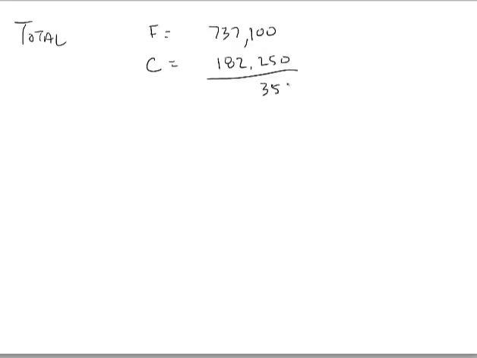Okay, so if I summarize, if I come up with my total provision, my federal expense that I just said was 737,100, plus my California provision, which two slides ago I said was 182,250. So it's 919,350.